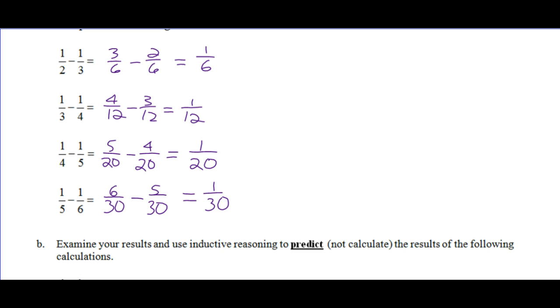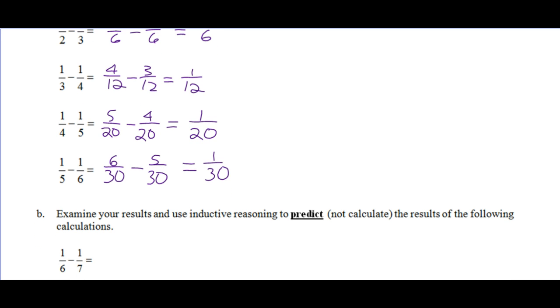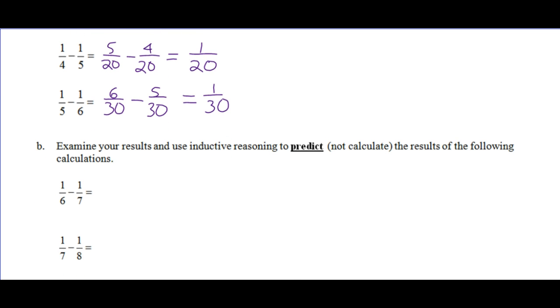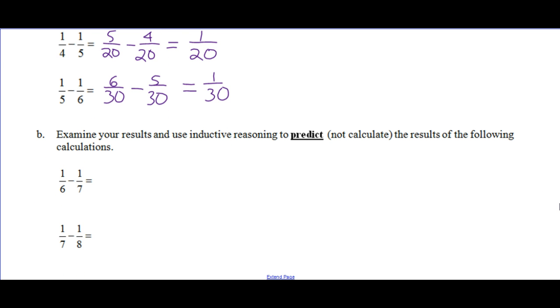Examine your results and use inductive reasoning. Okay, so inductive reasoning: we've done 4 specific examples to predict, not calculate, the results of the following. So just write down what you think the answer is going to be. Don't calculate it, just write down whatever over whatever. So 1 over what? 42. And the other one is 1 over 56.